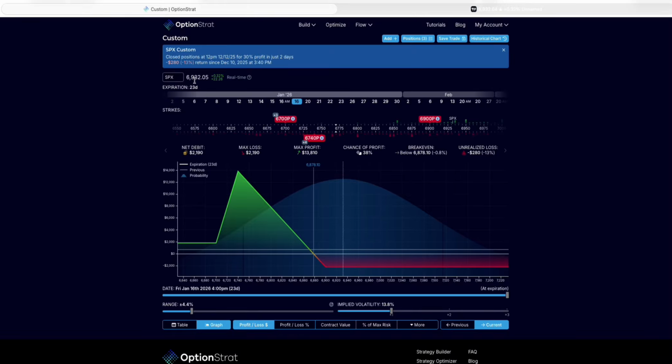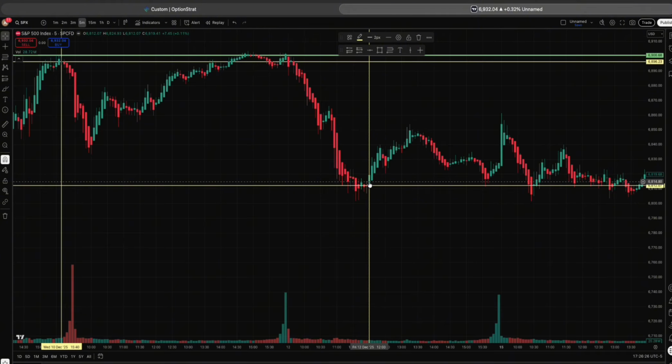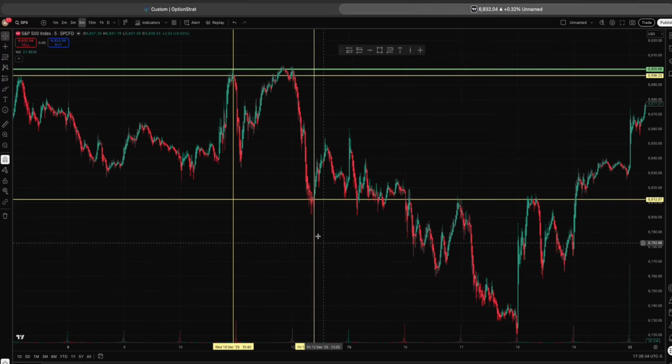Could I have adjusted the butterfly to chase a bigger payday? Absolutely. There were a few smart adjustment paths available, but I stuck to my predefined exit rules, and that's what keeps traders consistent over the long run. Discipline beats impulse every time. I'll break down the adjustment strategies for this setup in a separate video.